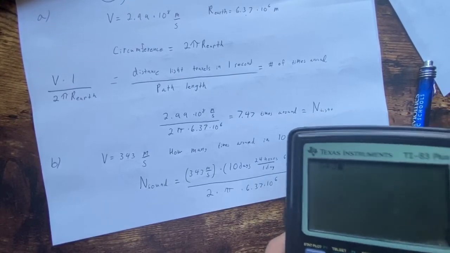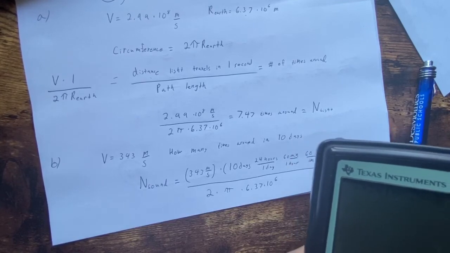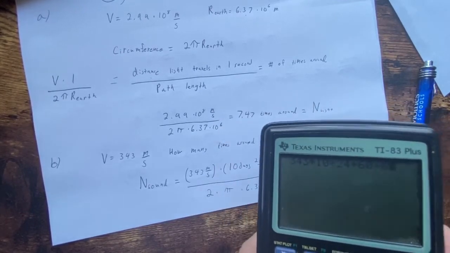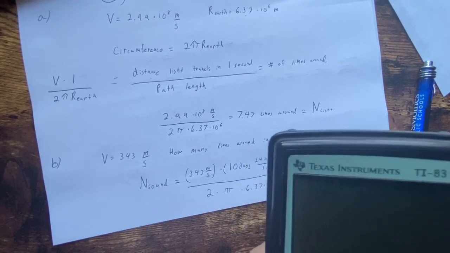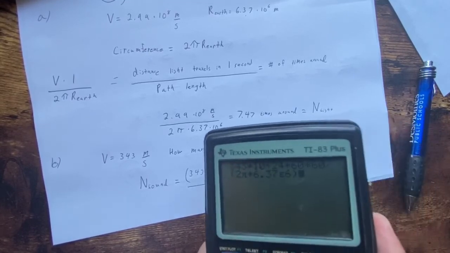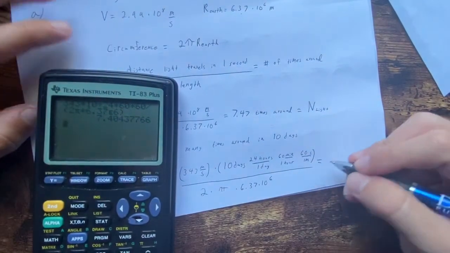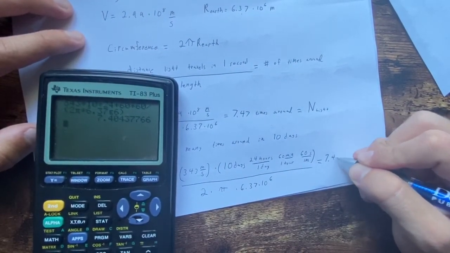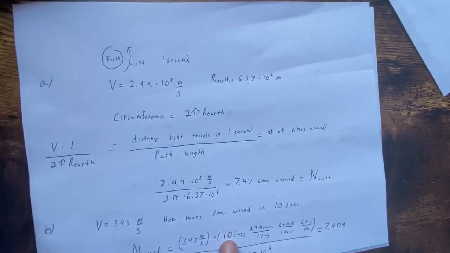So I have 343 times 10 times 24 times 60 times 60 divided by 2 times pi times 6.37 times 10 to the 6th. What do you know? We get 7.4 times. So light can travel around the same distance in 1 second as sound can in 10 days.